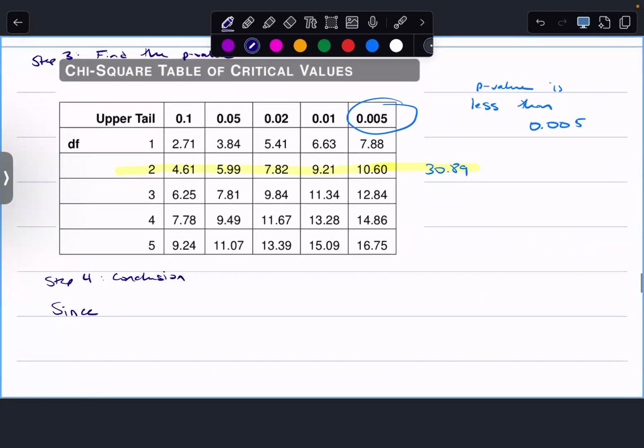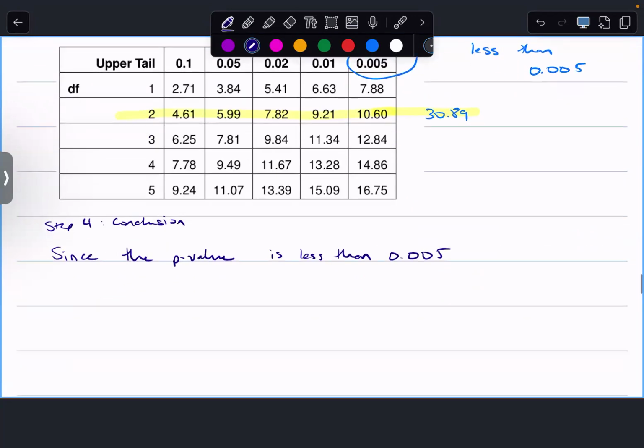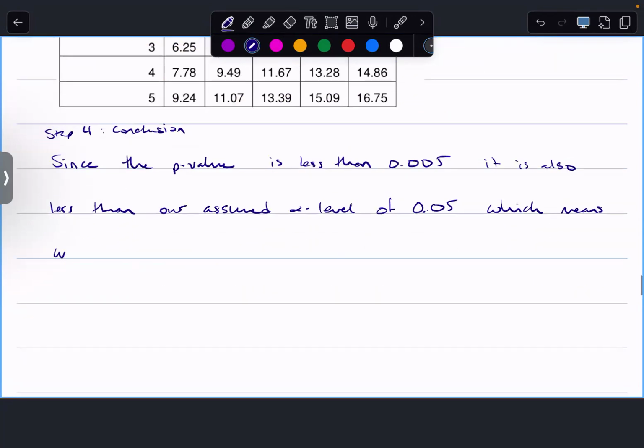So since the p-value is less than 0.005, it is also less than our assumed alpha level of 0.05. Don't let those zeros get you, right? 0.005 is less than 0.05, which means we have enough evidence to reject H naught.